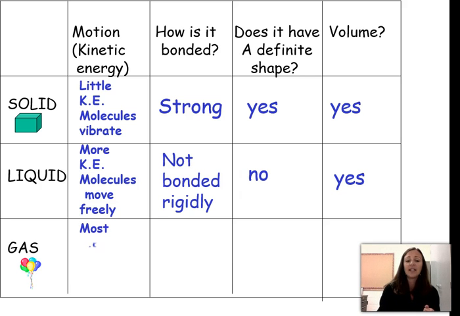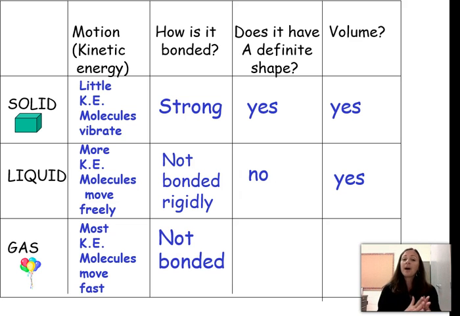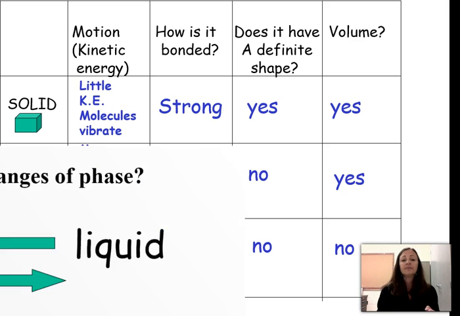And in its last phase, as a gas, it's where we see the most kinetic energy, with molecules moving very fast, and they're not bonded at all. It does not have a definite shape, and it does not have a volume. Okay, so fill this in on your chart.